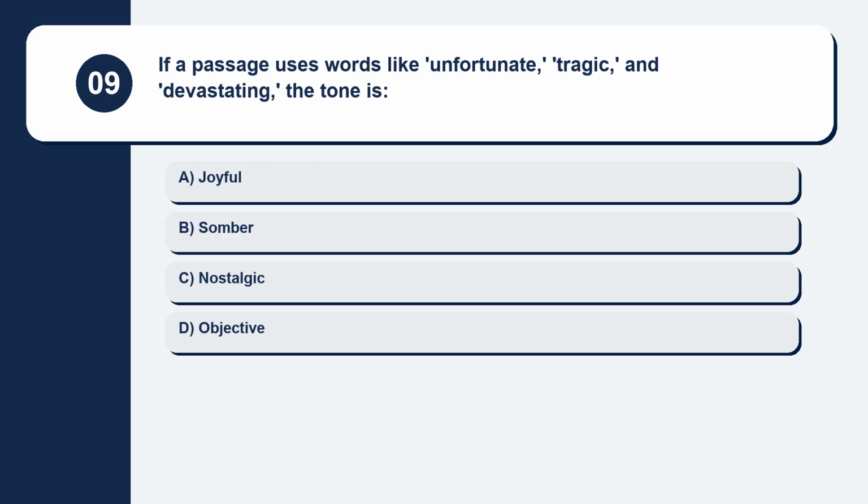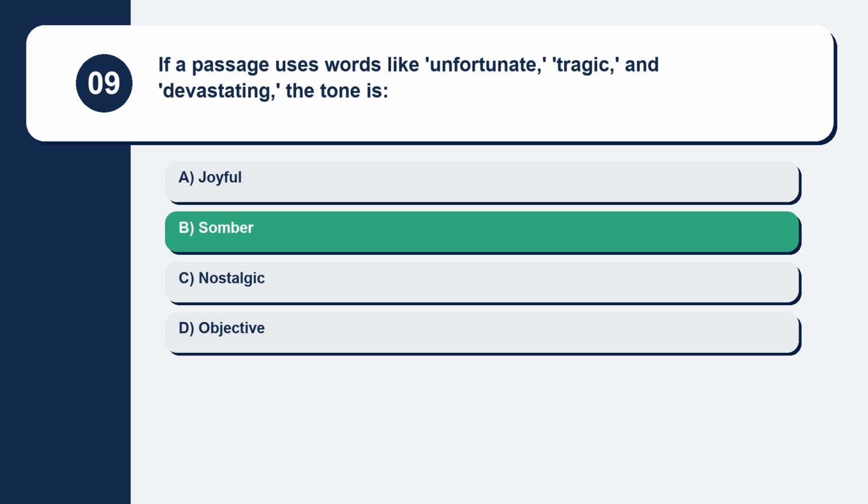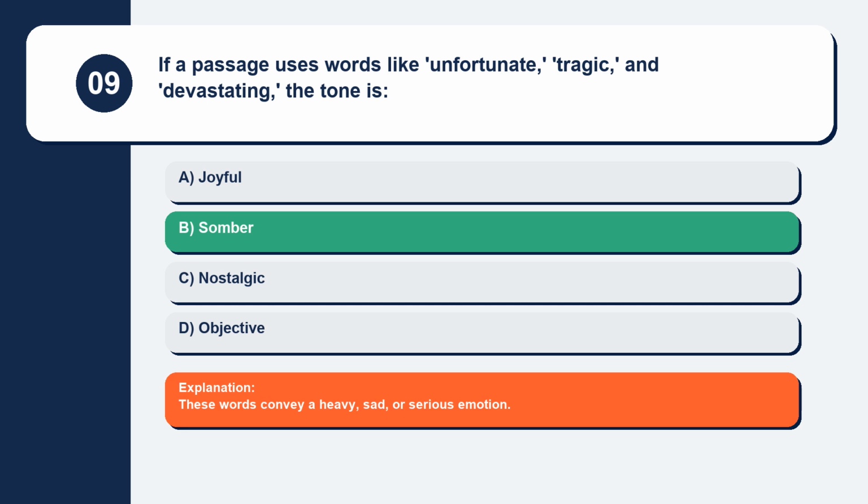Question 9. If a passage uses words like unfortunate, tragic, and devastating, the tone is joyful, somber, nostalgic, or objective. These words convey a heavy, sad, or serious emotion.